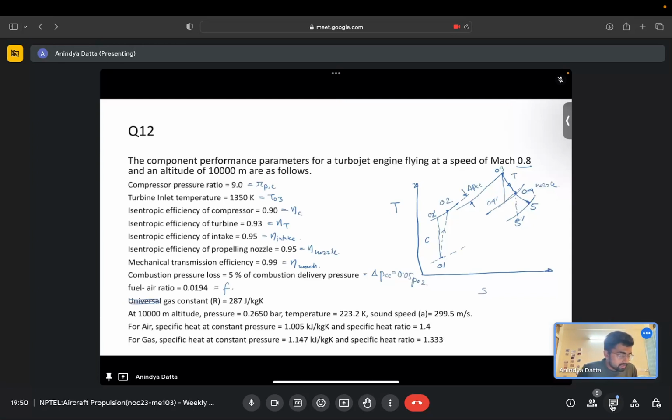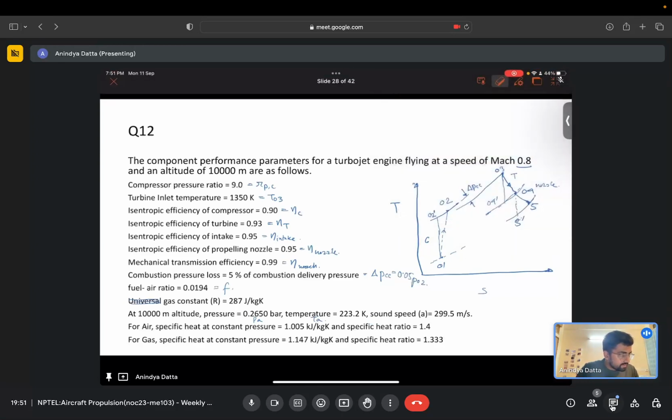Then we have the ambient pressure, PA, and the ambient temperature, TA, and the speed of sound. We have been given the specific heat at constant pressure, the gamma and CP values for air, and the gamma and CP values for the exhaust gas. Okay, so let's start the problem. These are generally the things we have been given.